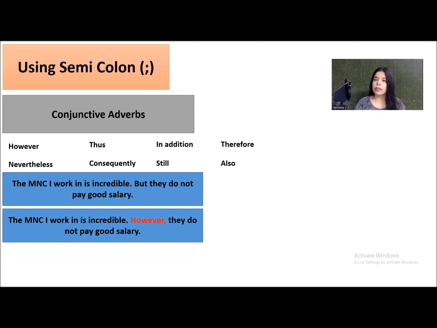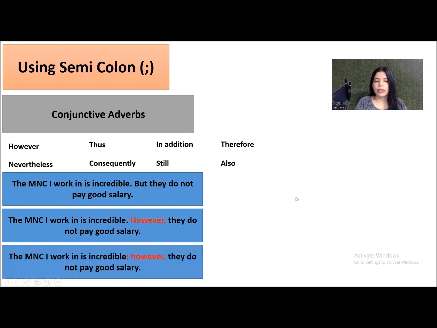But what if I'm using the same adverb in the middle of the sentence? Let's take a look. It says, the MNC I work in is incredible; however, they do not pay good salary. Now, this is something you need to remember. If you are using conjunctive adverbs in the beginning of a sentence, you need a full stop before them and a comma after them. Whereas if you are using them in the middle of a sentence, then use a semicolon before them and a comma afterwards.